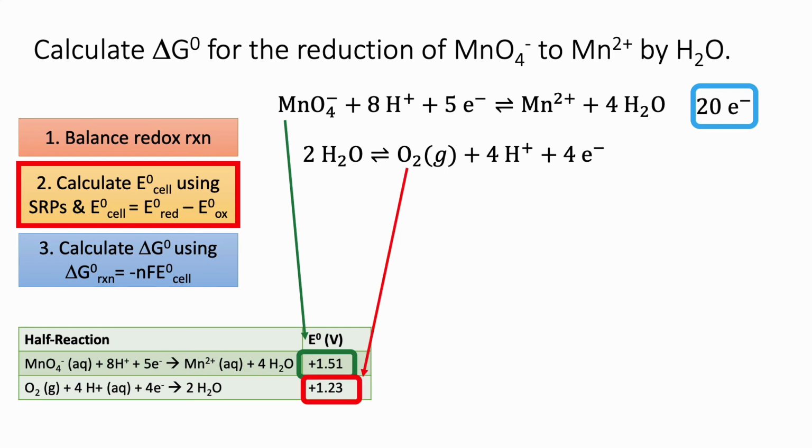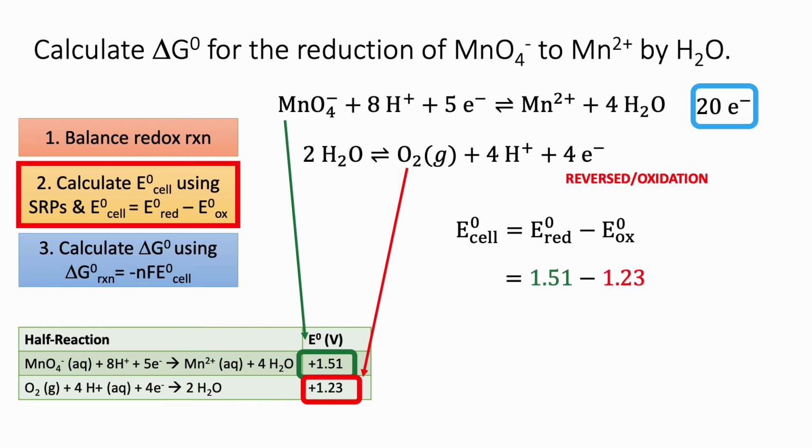Our oxidation reaction, and we know it's oxidation because it's reversed from what we see in the table, has a standard reduction potential of 1.23 volts. And so when we calculate our cell potential, it's going to be 1.51 minus 1.23, and that gives us a value of plus 0.28 volts.